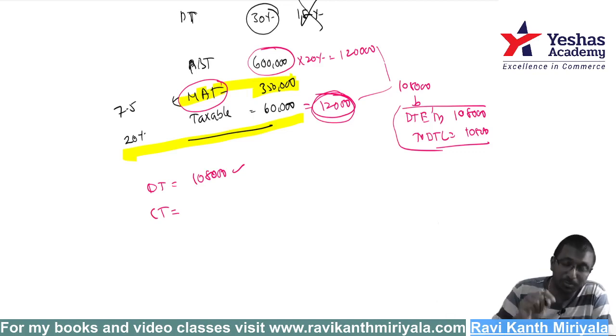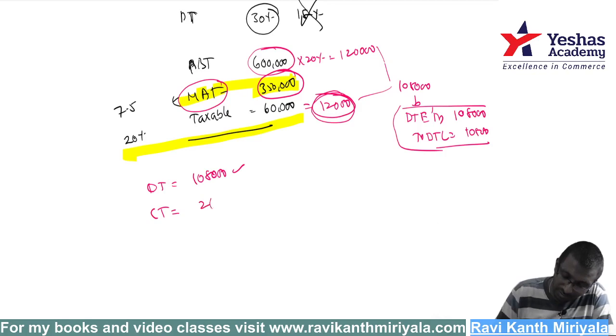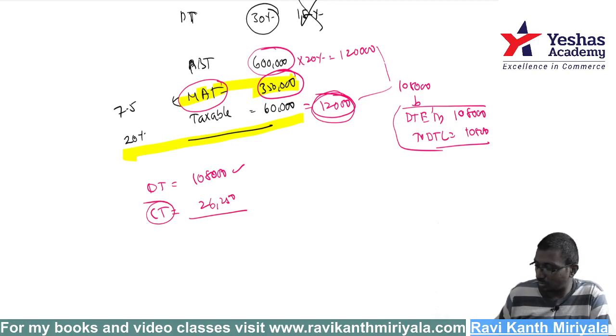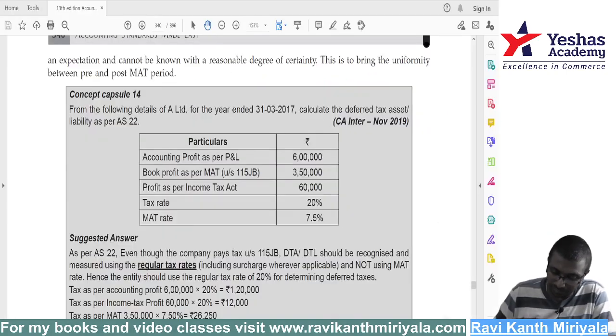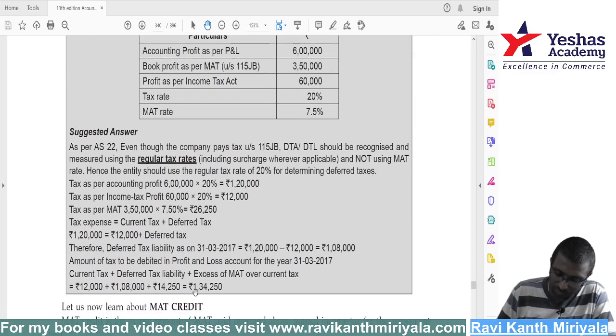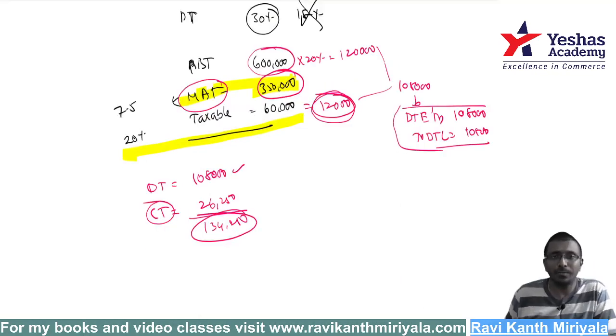No. For the purpose of current tax, you should now look at the MAT. Book profit here is 3,50,000, so 3,50,000 into 7.5%, I will pay 26,250, sir. This is my current tax. 26,250 plus 108,000 comes to 1,34,250 rupees, which will be your total tax expenditure in the current year. Can you see here? 1,34,250 is the number you are supposed to arrive at. Got it, my dear?